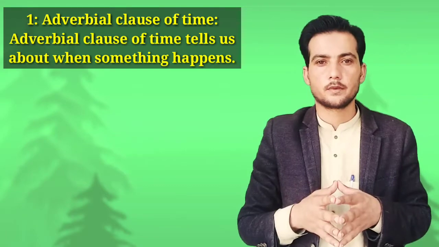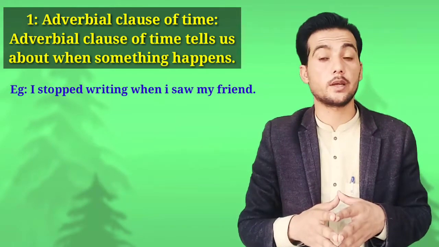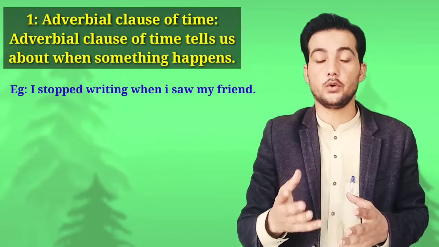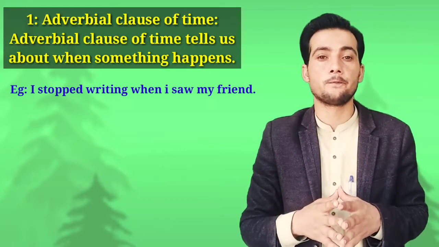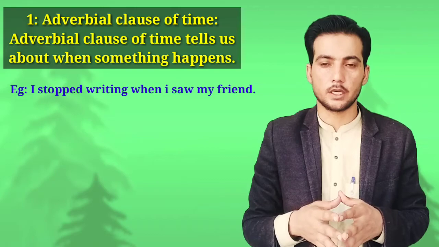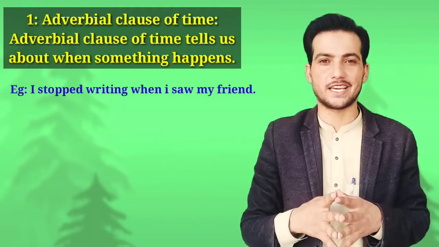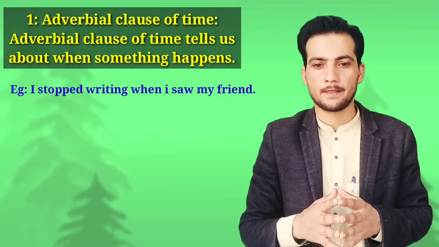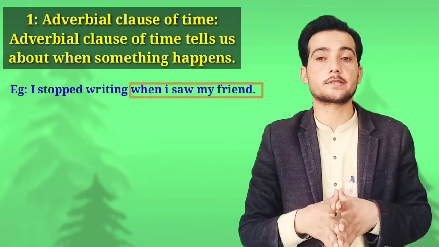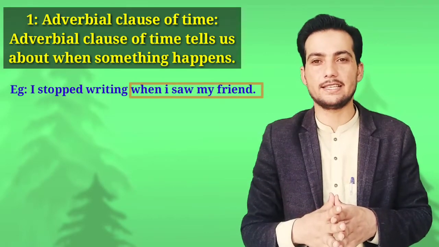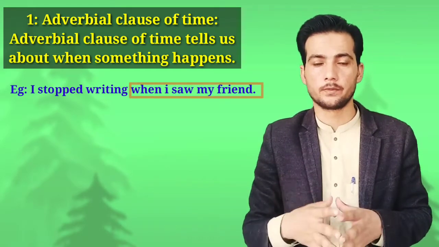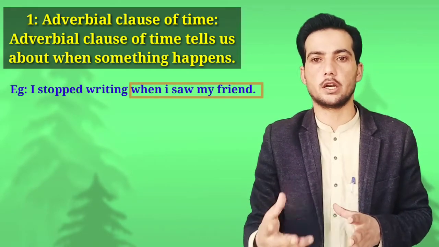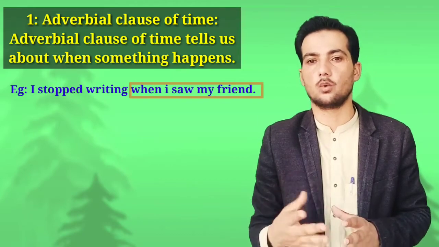For example, I stopped writing when I saw my friend. If you look at this sentence, it consists of two clauses. The first one is I stopped writing. It is the main clause because it can stand alone as a sentence. And the second one is when I saw my friend. If you analyze it, it starts with the subordinating conjunction, that is when. And it consists of a subject and a verb. Subject is I and verb is saw.